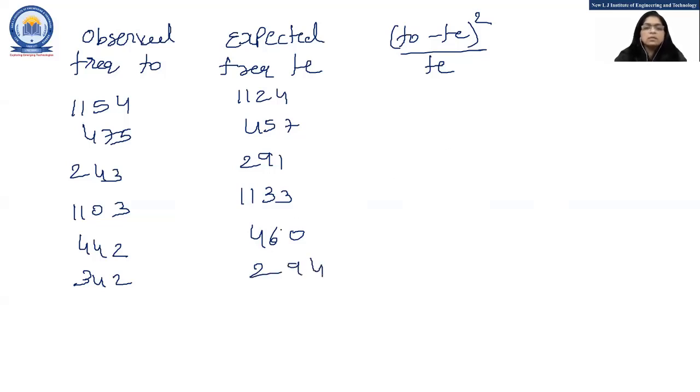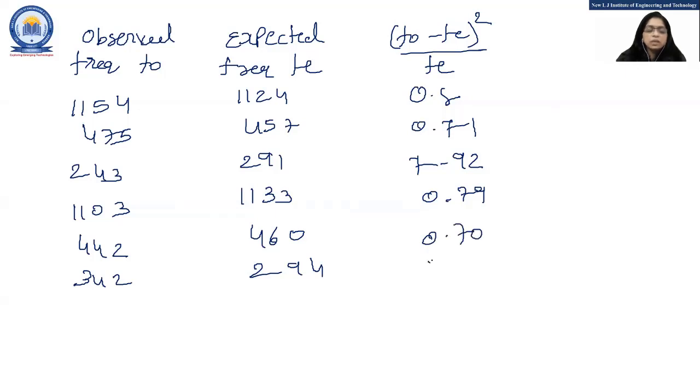So we'll get here, after simplification, 0.8, 0.71, 7.92, 0.79, 0.70, and 7.84. Okay, so chi-square here, chi-square is equal to 18.76. This is the summation of this whole thing, right?